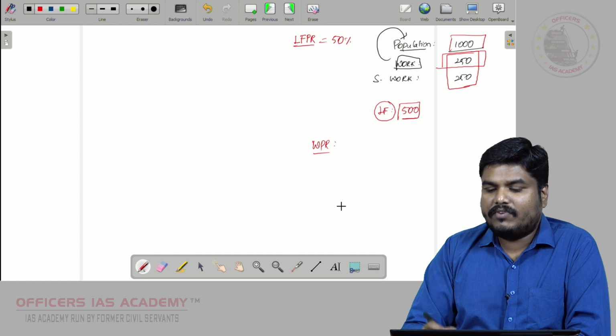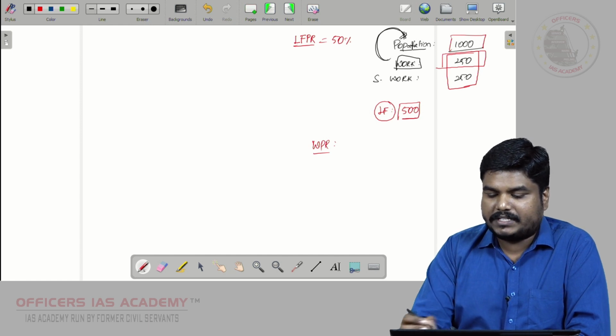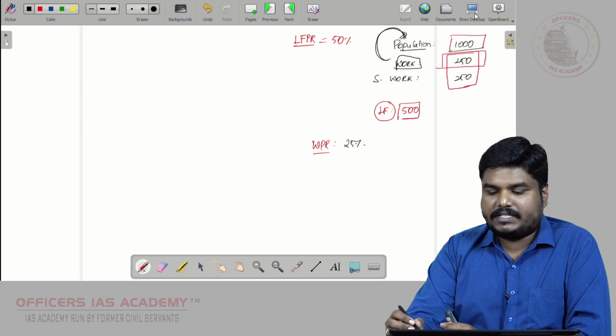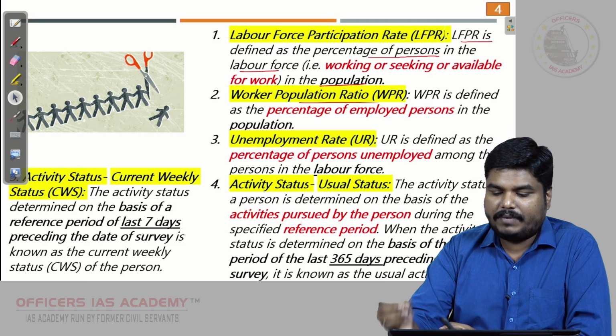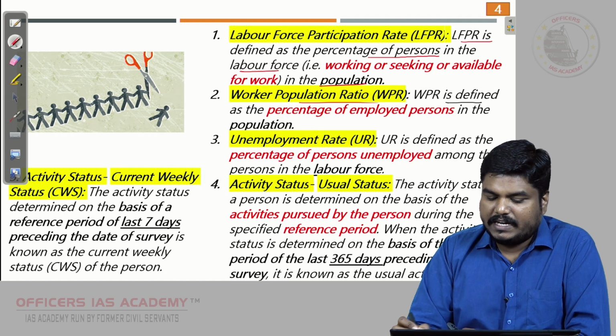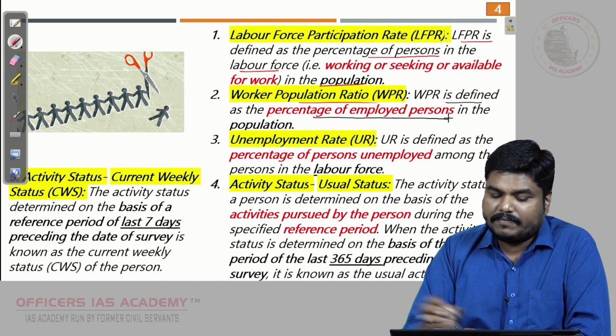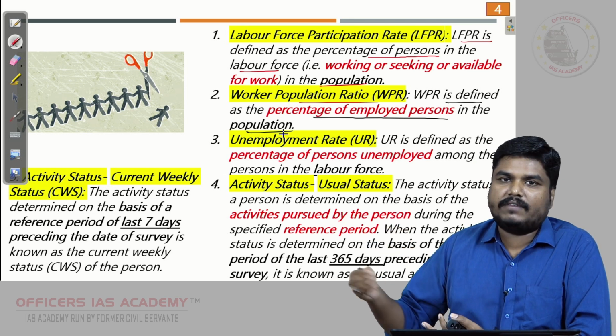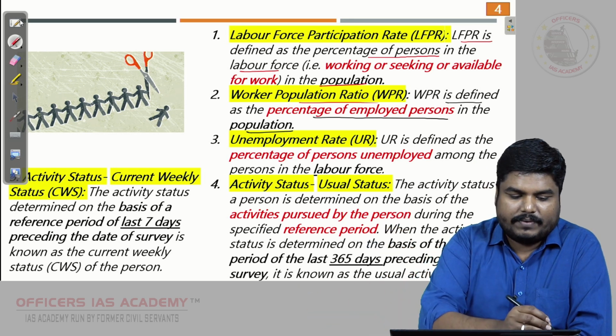What is the percentage of working population in total population? So, in this example it is going to be 25%. The worker population ratio is defined as the percentage of employed persons in the population. We know that out of 1000 people only 250 are working. So, it is going to be 25%.